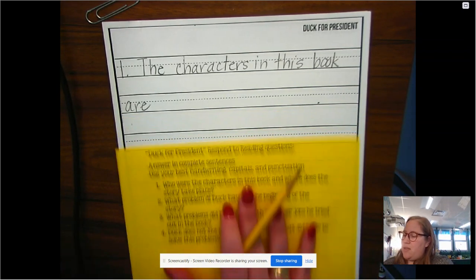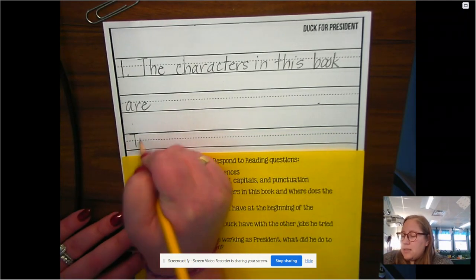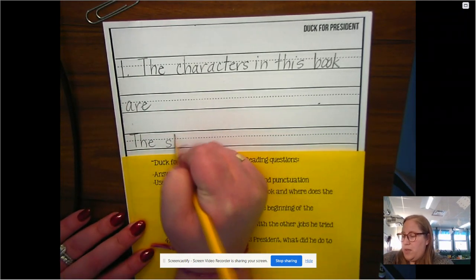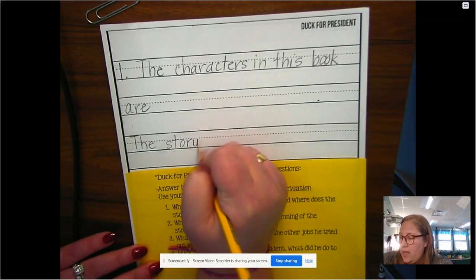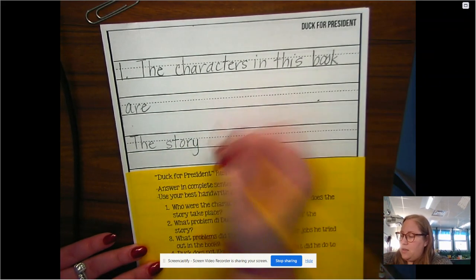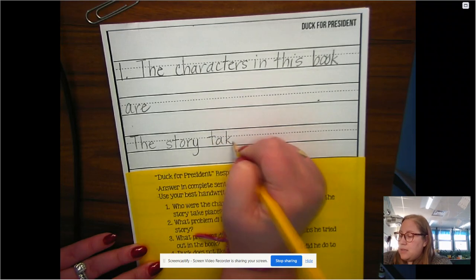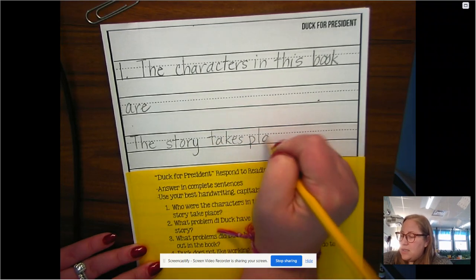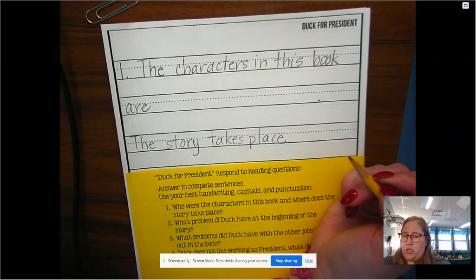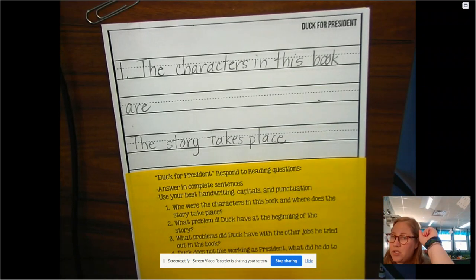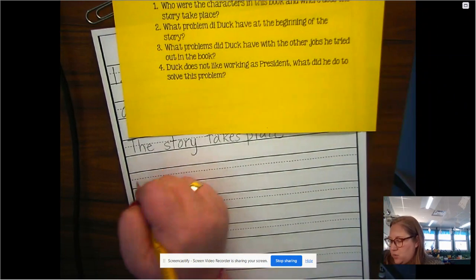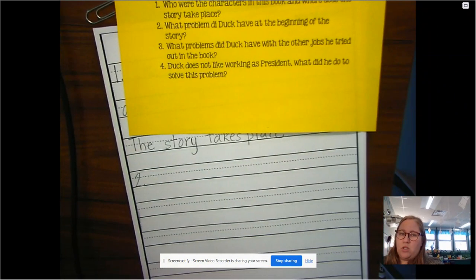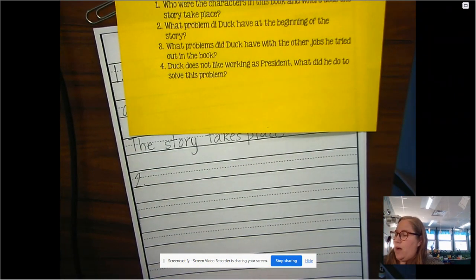So you could say, the story takes place. Where does the story take place? Now notice if I have a letter that needs to go below the line, that I'm letting it go below the line. The story takes place, and you can answer that question. Now, I gave you 2 pages to do this writing, so you can add your second sentence when you're ready, right there on the line. Make sure you number, and then you can go on from there.